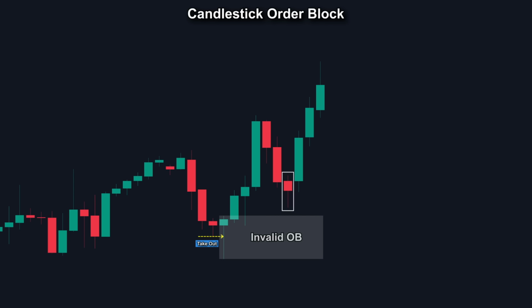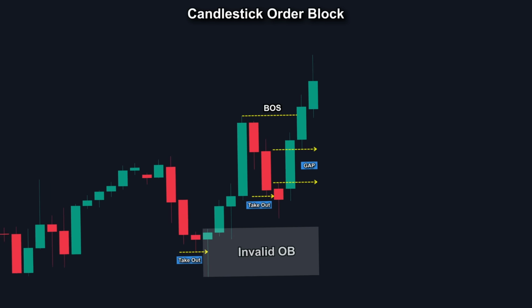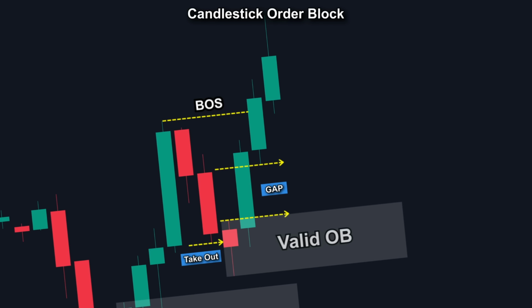Red candle here is the last bearish one before a strong push higher. It swept liquidity below the previous bullish candle. Then boom, price breaks the previous high, break of structure, clean 3 candle gap. No mitigation, every box is checked. This is a textbook valid order block.